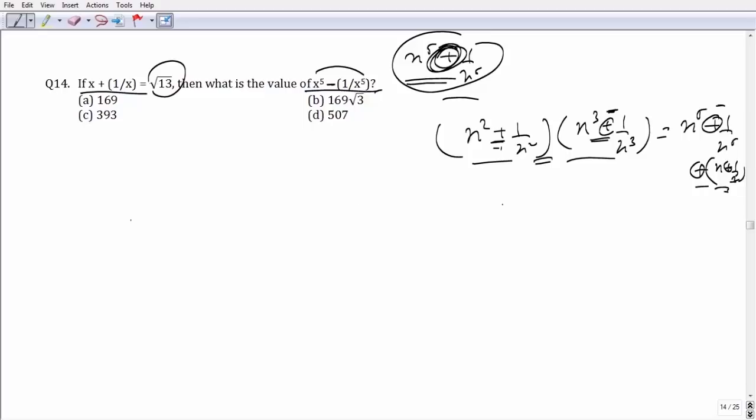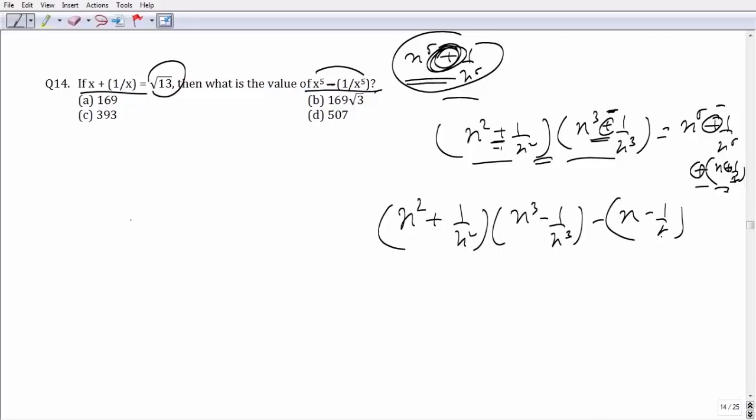And with that view, all we need to do is first of all calculate the value of x square plus 1 by x square into x cube minus 1 by x cube minus x minus 1. We know that this value can be easily calculated by squaring it. That will give us 13 minus 2, that is 11.